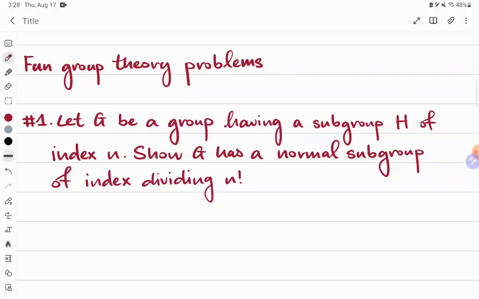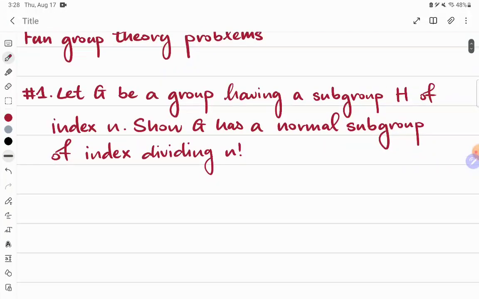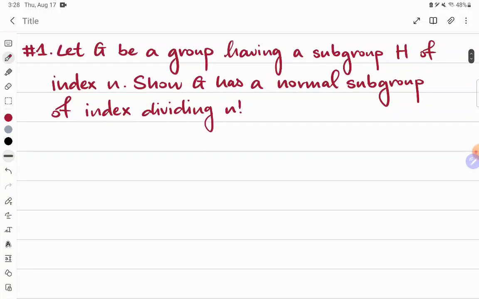They're selected so that they show illustrative examples of certain techniques that are useful in group theory and more generally algebra, and they show important ideas that are good to keep in mind in a more general context. So this is fun group theory problem number 1, and it goes as follows.